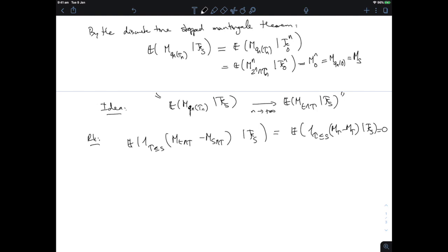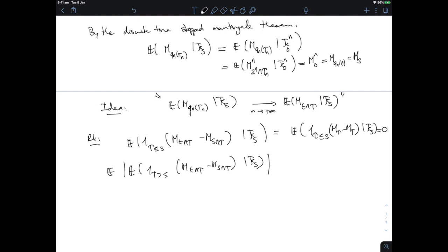Now, when tau is greater than s, what I could do is look at this conditional expectation. I need to show that this is 0 almost everywhere, and one way to do it will be to take its absolute value and show that its expectation is 0.